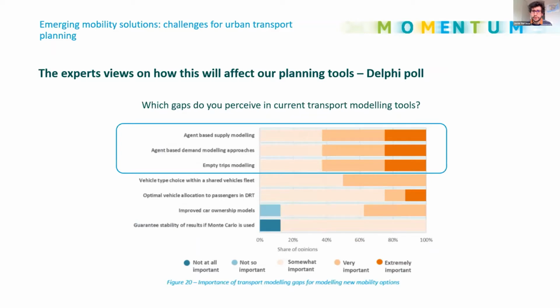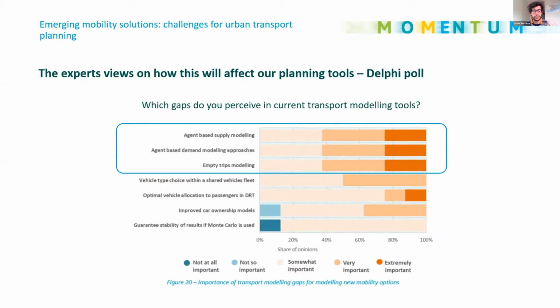Also, in terms of what are the expected improvements in transport modeling tools, most experts pointed out that a higher degree of disaggregation is needed in our transport models, both in terms of supply and demand.